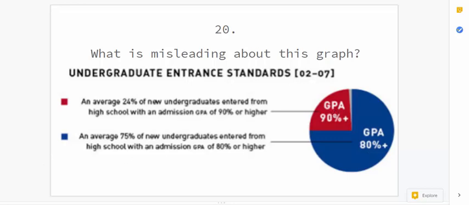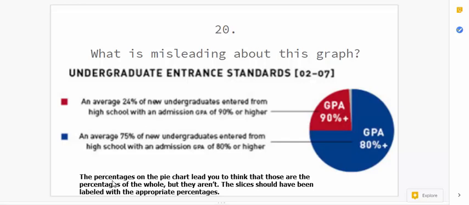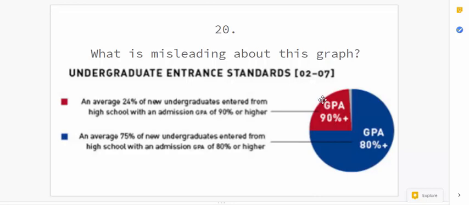So having an explanation such as the percentages on the pie chart lead you to think that those are the percentages of the whole, but they aren't. The slices should have been labeled with the appropriate percentages. So this really should have been labeled, the red part, as 24% of students have A averages or better, and this should have been labeled as 75% of students have B averages or better. You do not want to have 2 different sets of percentages and expect your readers to interpret those percentages correctly.